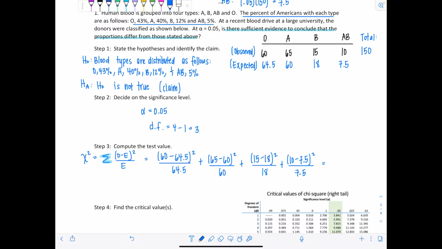So, I mean, we're glad there's only 4 blood types, right? Otherwise, this would have been quite a bit of work. And you should get 2.064.